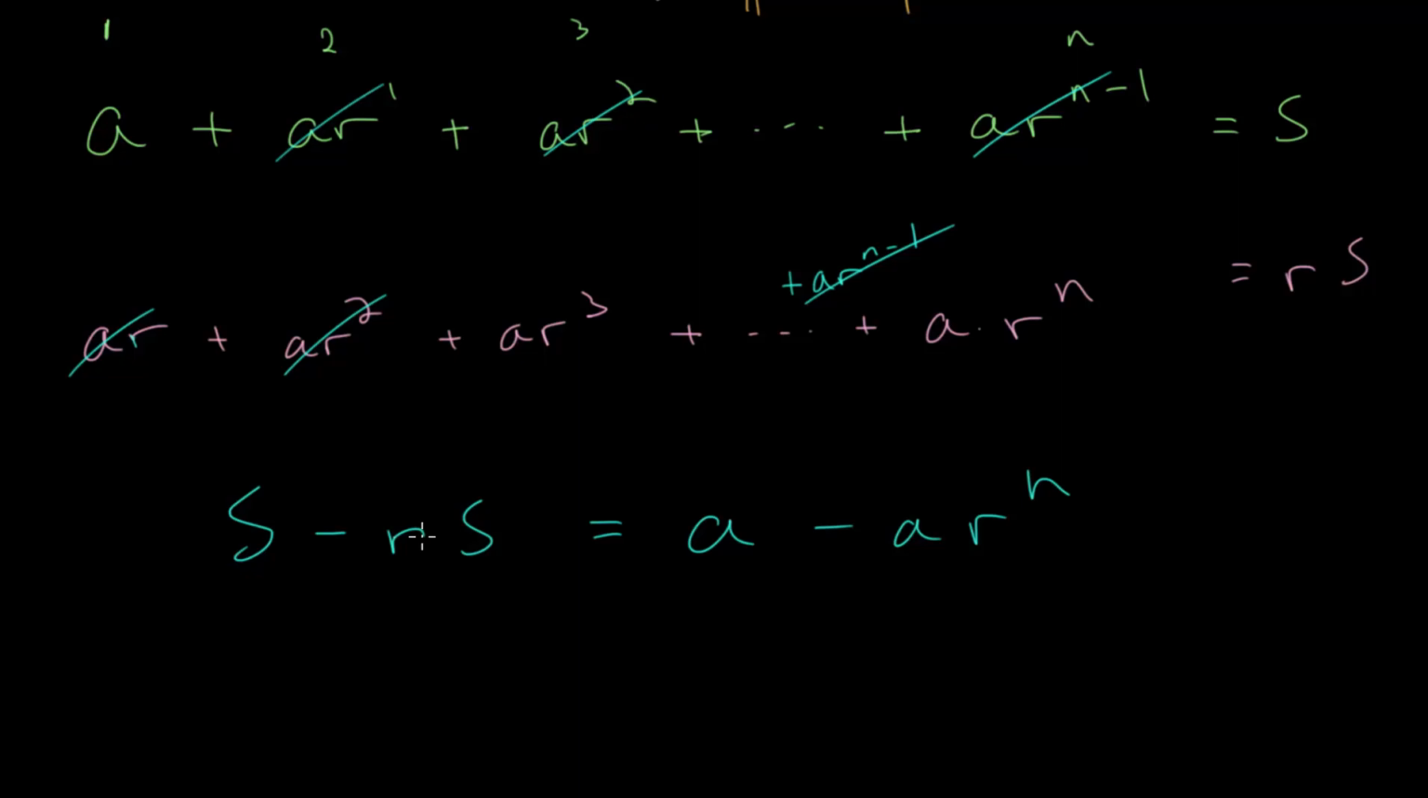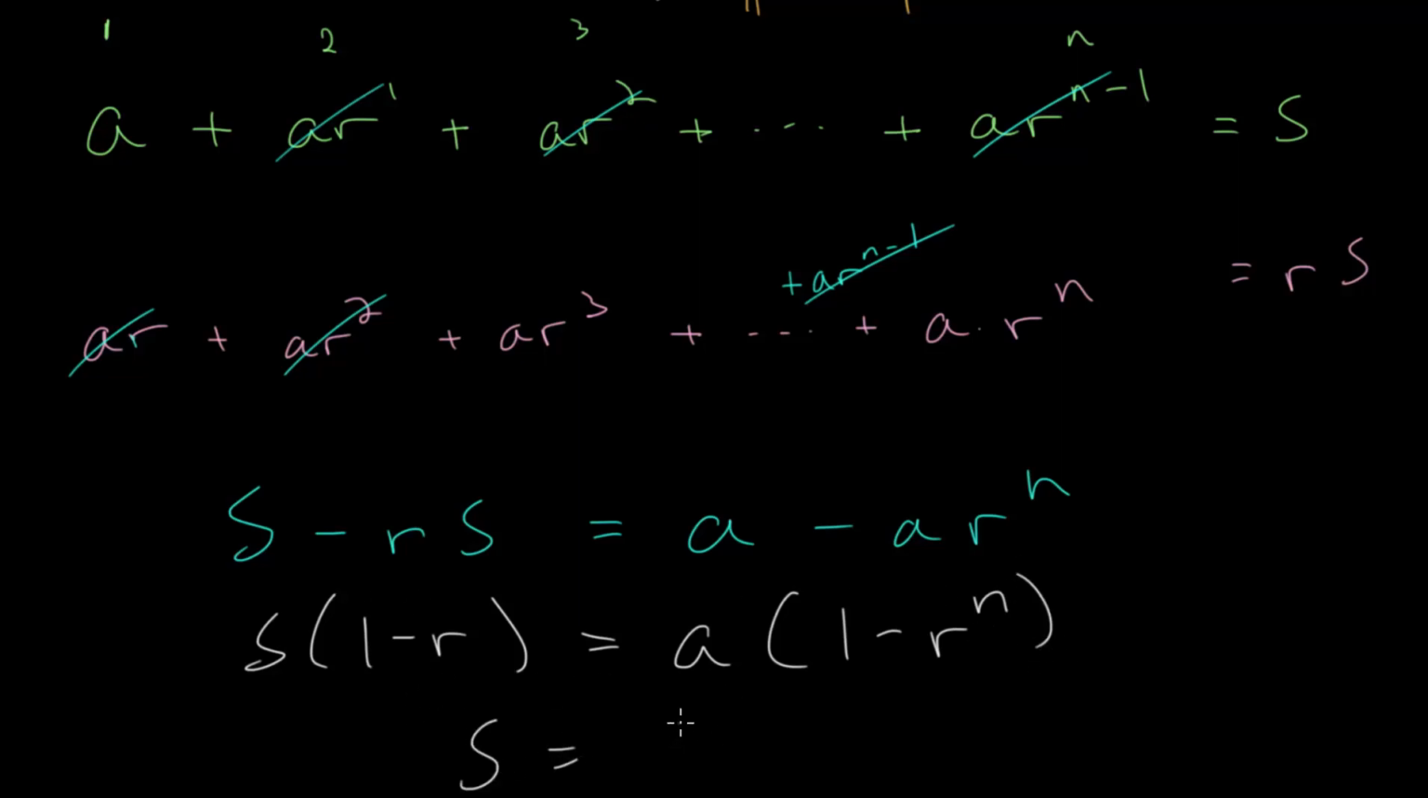and we just need to solve this for s. So let's start by factoring s out. We get 1 minus r here. We can also factor an a out. a multiplied by 1 minus r to the nth power. And to find s, we just divide by 1 minus r, so we get a multiplied by 1 minus r to the n, all divided by 1 minus r. So we have our formula now, which we can always derive if we understand these basic principles.